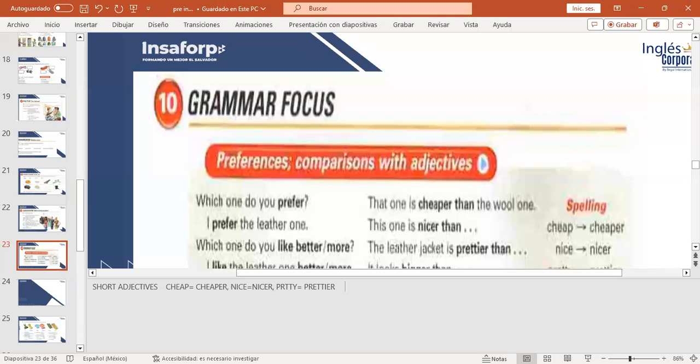Okay, stop. We have different rules. For short adjectives, we just add ER. Short adjectives like short, shorter. What other? Cold, colder. Hot, hotter. Y ahí vamos, ¿verdad? Pretty. Aquí he hecho algo malo.